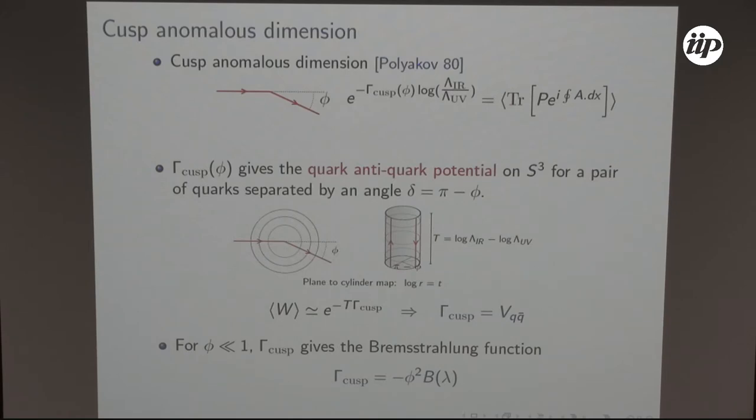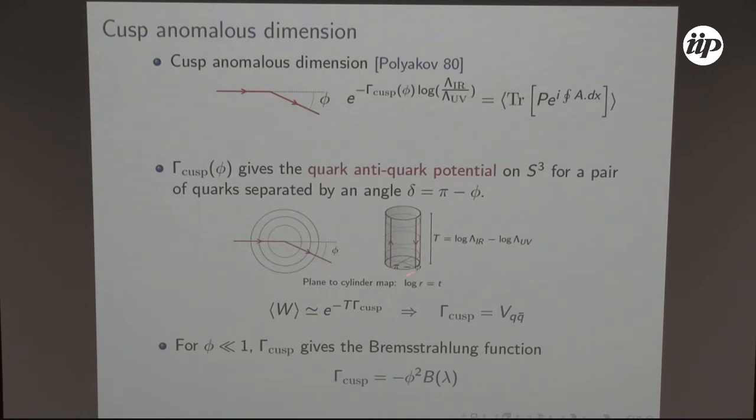Not only that, but also now if you wonder what the temporal or the t extension of these lines is, it is precisely the logarithm of an infrared cutoff minus the logarithm of a UV cutoff.